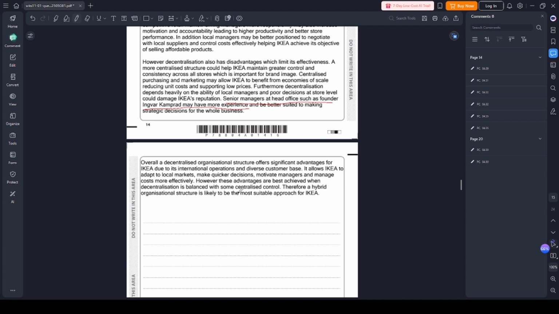There are problems like inconsistencies, losing economies of scale. There's a lot of problems, but yeah. So in the conclusion, you can mention that problems like inconsistencies and losing economies of scale, and reliance on local management skills mean decentralization alone is not enough. The best approach is a mix, which is the mixture of decentralized decision making for local responsiveness combined with central control over the purchasing, marketing, and strategy. This balance keeps IKEA more flexible, protects its brand, and also maintains lower costs.